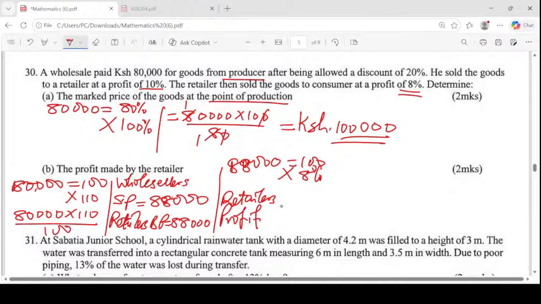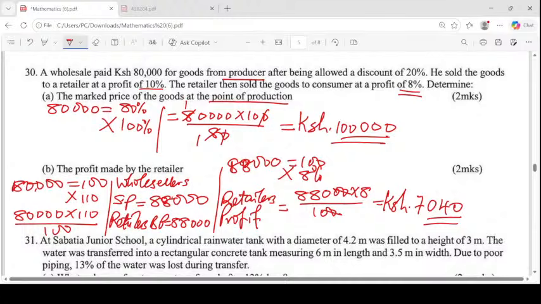To get the retailer's profit, this will be 88,000 multiplied by 8, divided by 100. These zeros and these zeros go. So this is 880 times 8 to give you 7,040. This person made a profit of 7,040. That is the beauty with these questions. A very, very nice question.